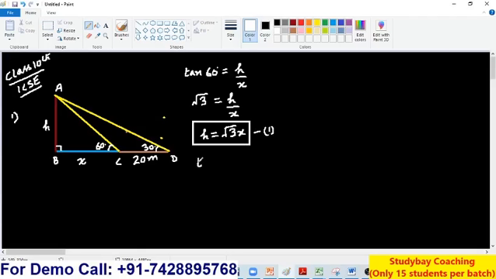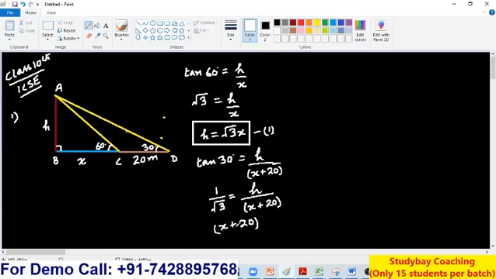Then we have tan 30 degree equals h upon x plus 20. Now tan 30 degree is 1 upon root 3. This is equal to h upon x plus 20. Now this x plus 20 is equal to root 3 h. You can consider this as the second equation.